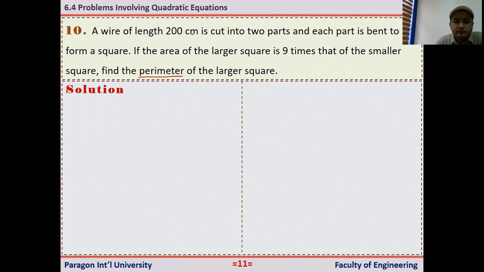Okay. A wire of length 200 centimeters. Here we have a kind of wire. Let's say this is a wire. And what is the length of this wire? It is 200 centimeters. It means it is 2 meters, right?